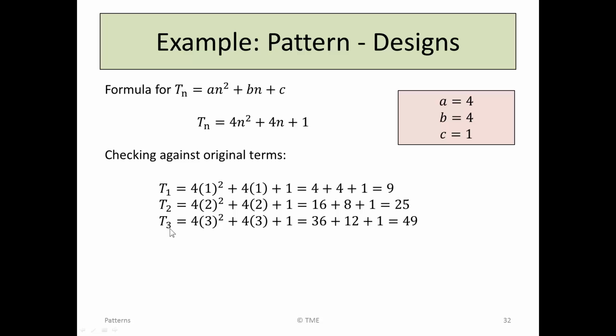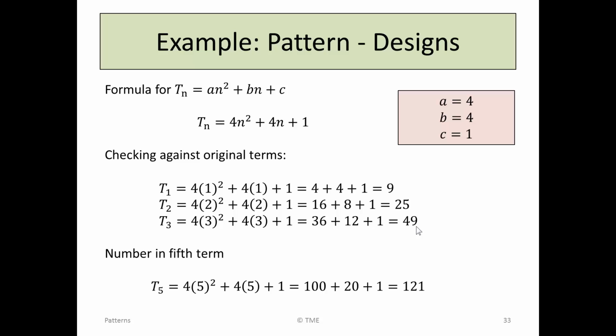And in the third term, n is 3, so it's 4 times 3 squared, plus 4 times 3, plus 1. So 3 squared is 9, 4 by 9 is 36, 4 by 3 is 12, plus 1, a total of 49. So 9, 25, and 49.